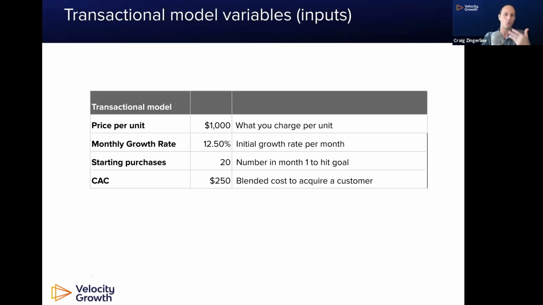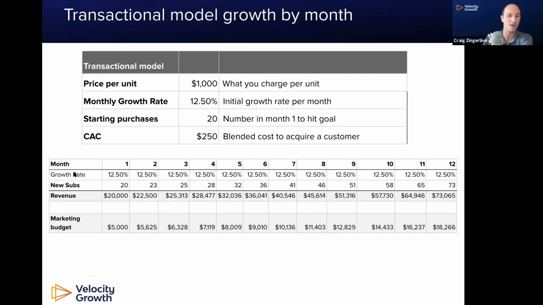Okay, so the way I like to look at this is these variables. These are inputs to your model. Price per unit, monthly growth rate, starting purchases, and then customer acquisition cost. So this would be what it looks like for a transactional model. And so let's model this out a little bit. So this is a forward-looking 12-month growth model.